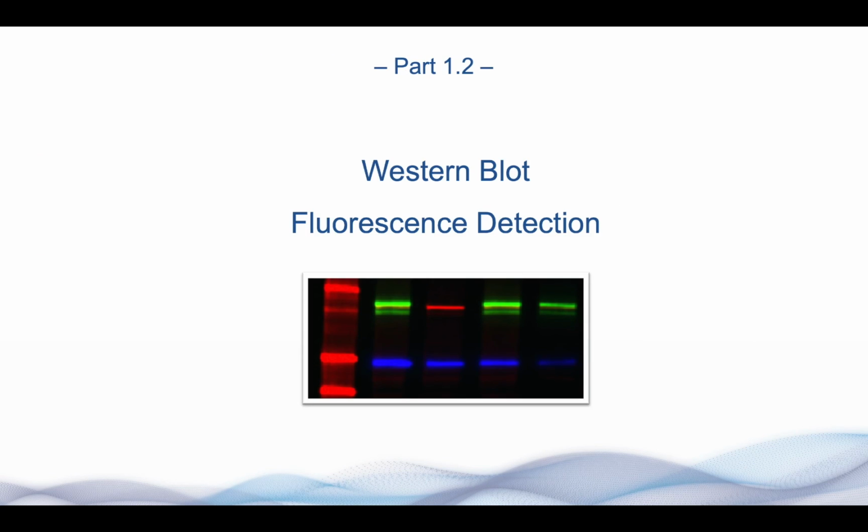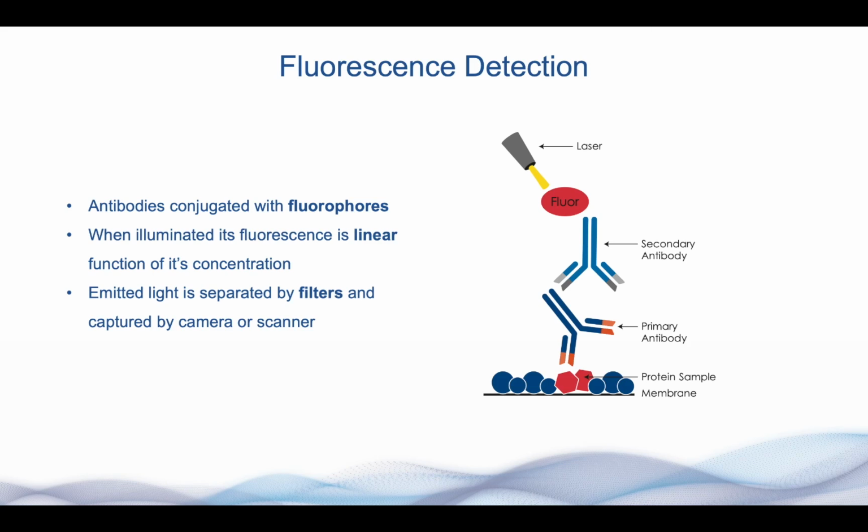So if we cannot use stripping or reprobing for detecting multiple targets at the same time, what should we do? And that is the main reason why we are using fluorescence detection, which is the focus of today's presentation. So how it works: instead of an enzyme, we have a fluorophore linked to our antibody. And because it's a fluorophore, it reacts to a certain excitation wavelength. It could be a laser or a different light source. And then it gives us a signal, which is a linear function of the concentration of the target, which is perfect for quantitation.